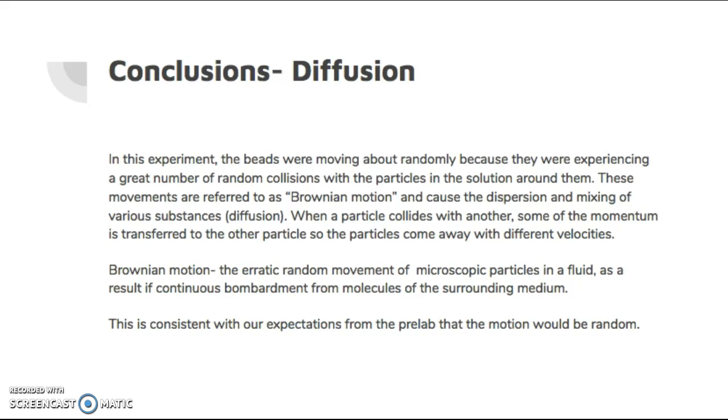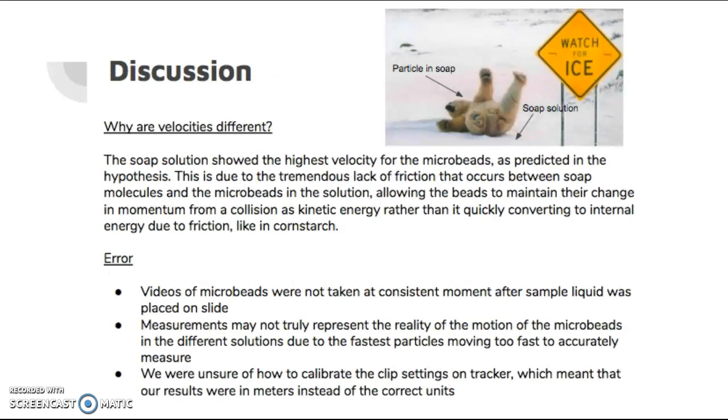We found that the beads were moving about randomly because they were experiencing a lot of collisions with particles in the solution around them, and these movements are referred to as Brownian motion, which causes the dispersion and mixing of various substances. And we can see that this is diffusion, because when a particle collides with another, some of the momentum is transferred to the other particles so that they come away with different velocities. So why were the velocities different?